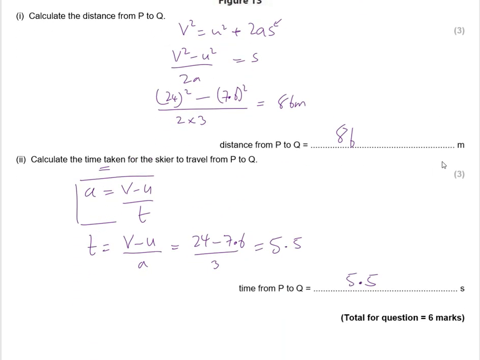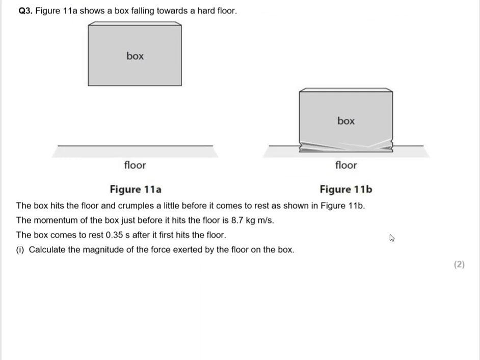So you can also use one of the other SUVAT equations if you want to. This is one of the SUVAT equations that we have. You can also use another SUVAT equation, s equal to ut plus half at squared, because we know a already. You don't know t, you're looking for t, so if you want to do this one.